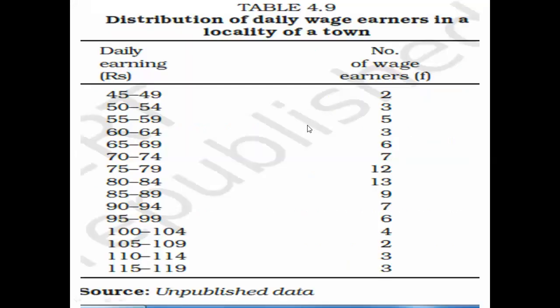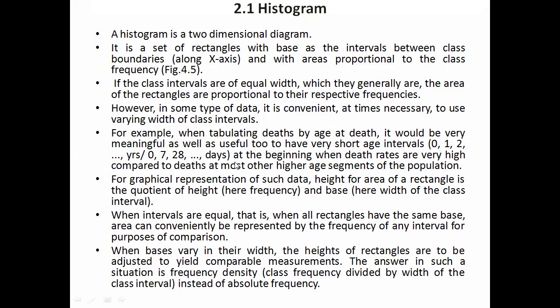You can see here, we'll discuss with this one, right? At the beginning, the death rate is very high compared to the death rate at most of the other higher age segments of the population. So like that we can show it in the histogram, right?